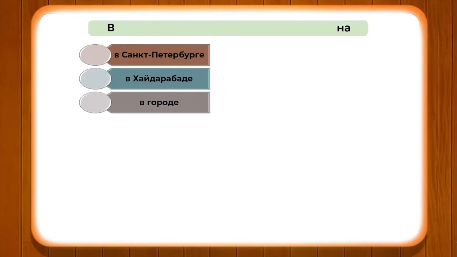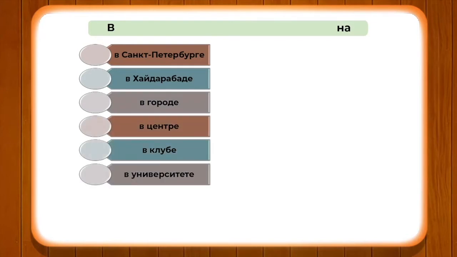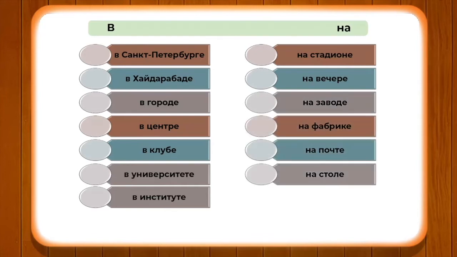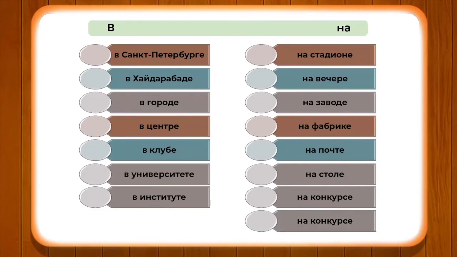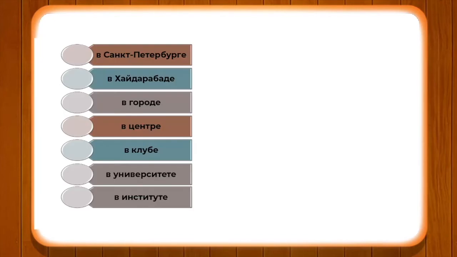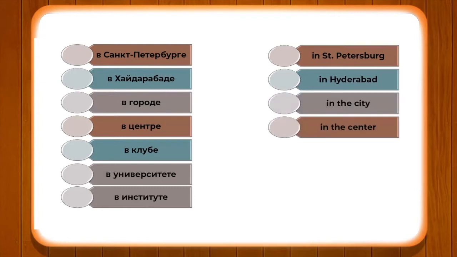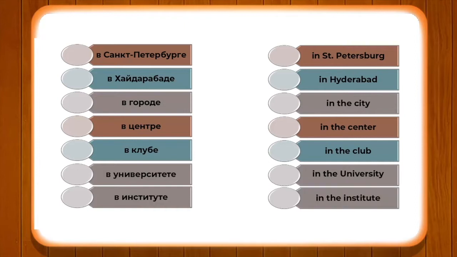The preposition в can be used as in: в Санкт-Петербурге, в Хайдарабаде, в городе, в центре, в клубе, в университете, and в институте. На you can use as in: на стадионе, на вечере, на заводе, на фабрике, на почте, на столе, на конкурсе, and на экзамене. Now let's learn the meaning of these. In Saint Petersburg, in Hyderabad, in the city, in the center, in the club, in the university, and in the institute.